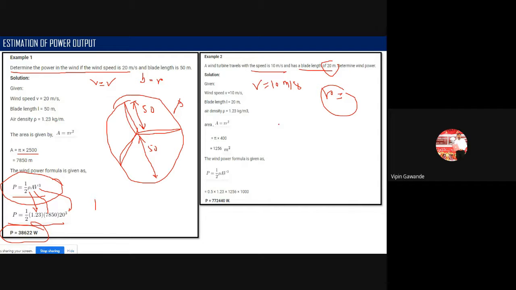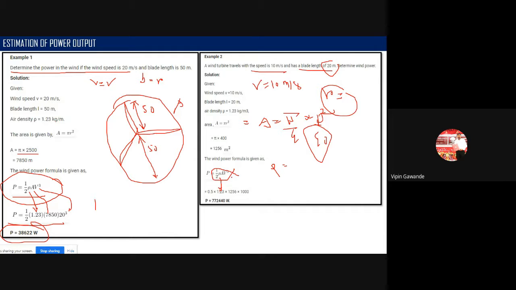Okay, so if you are using the formula for the area, that is equal to pi by 4 d square. So you have to take the diameter as r multiplied by 2 here. So this is 40. Okay, that comes out to be 40. Again, the same formula for power, P is equal to half rho A V cube. Put everything here. Density of the air 1.23, then kg per meter cube, since density is equal to mass upon volume.